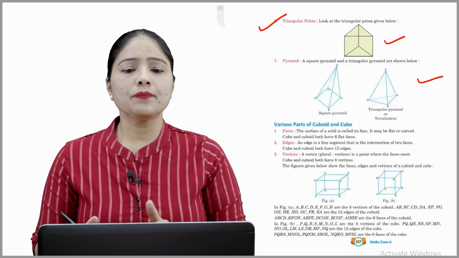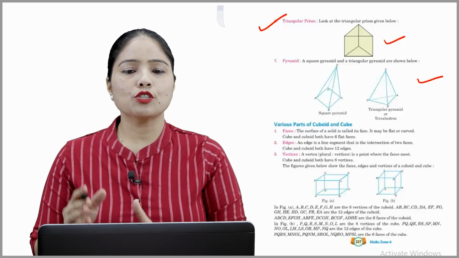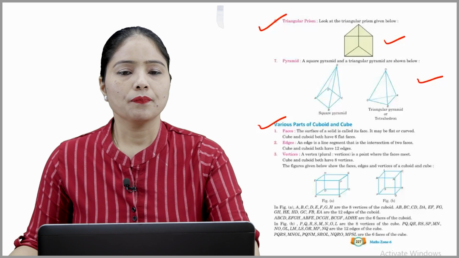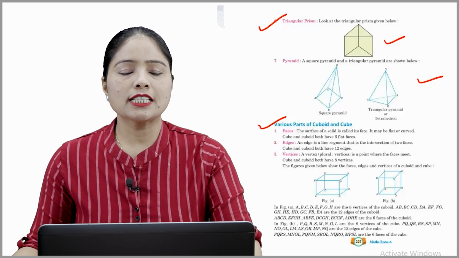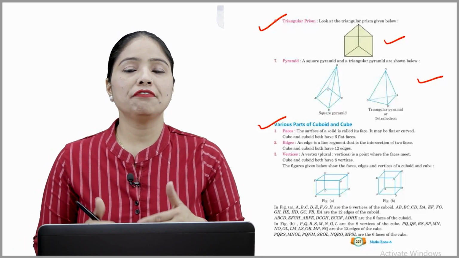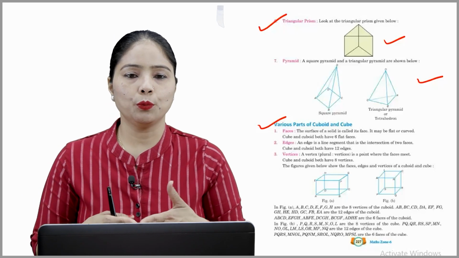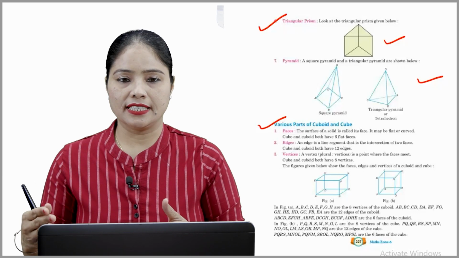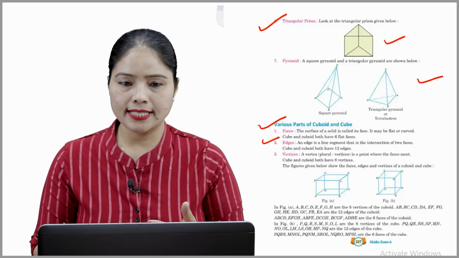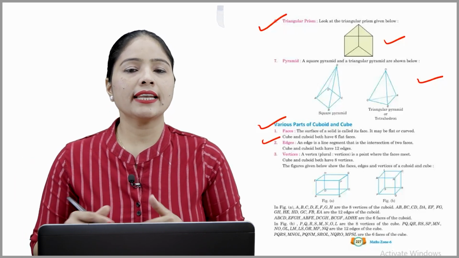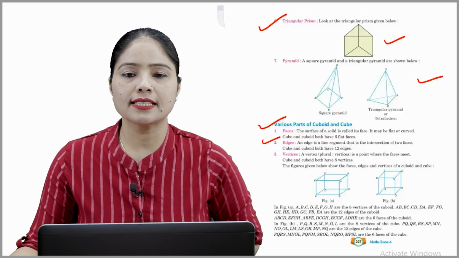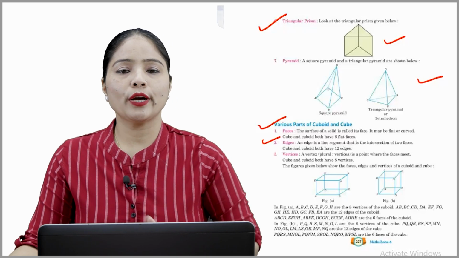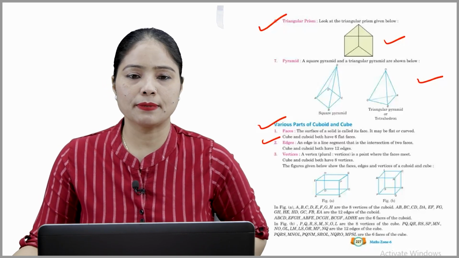Now we will see various parts of cuboid and cube. First one is faces. The surface of a solid is called its face. It may be flat or curved. Cube and cuboid both have 6 flat faces. Now edges. What are edges? An edge is a line segment that is the intersection of two faces. Cube and cuboid both have 12 edges, beta.